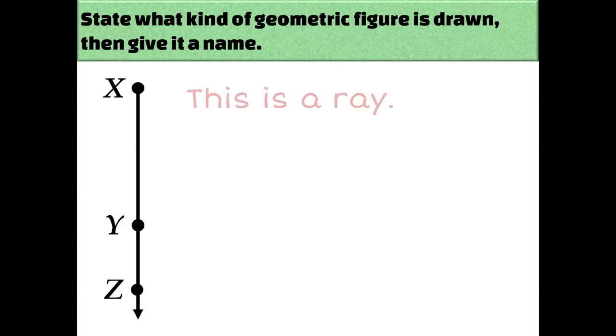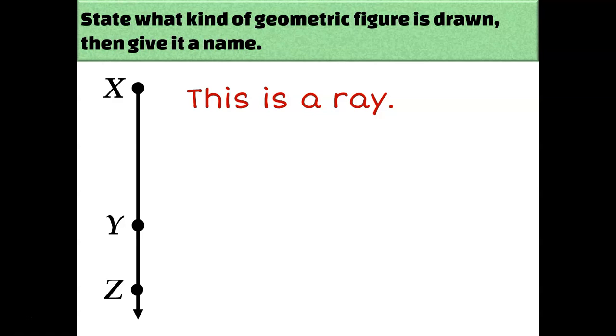Well, I would say it's a ray. The reason I say it's a ray is because one end of it has an endpoint and the other end of it has an arrow. So that means that it goes from this endpoint at X and extends in one direction through Z and beyond forever. By definition, that makes it a ray.